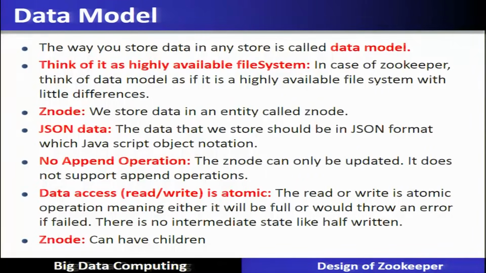Zookeeper, the nodes are called Znodes, where we store the data in an entity which is also called a Znode. The data that we store should be in JSON format, which is JavaScript Object Notation, and it has no append operation. So, a Znode can only be updated, it does not support the append operation.